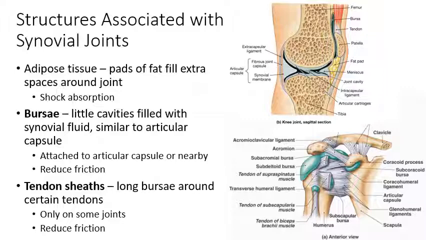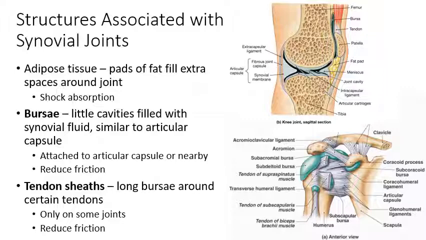Or you can imagine if you had a water balloon that was maybe halfway full of water, and you hold it between your hands and rub your hands past each other. Your hands wouldn't be actually rubbing on each other. Instead, you're just rolling that bag around in your inner hand. So that's kind of how the bursae work in joints.